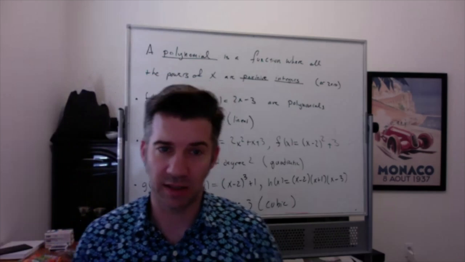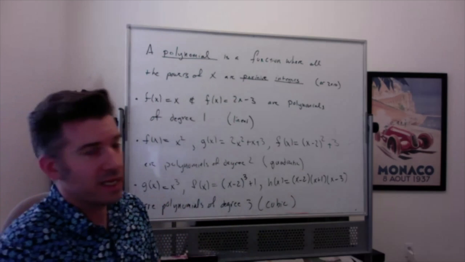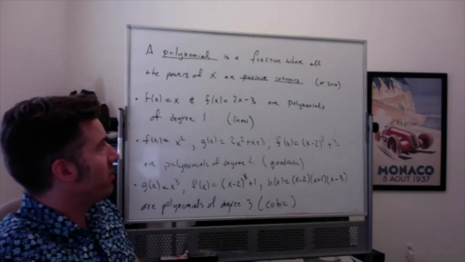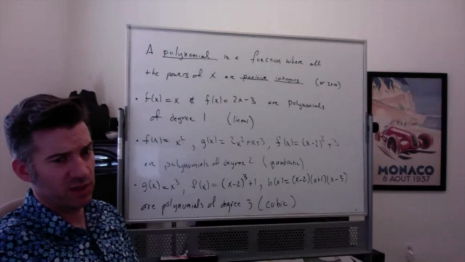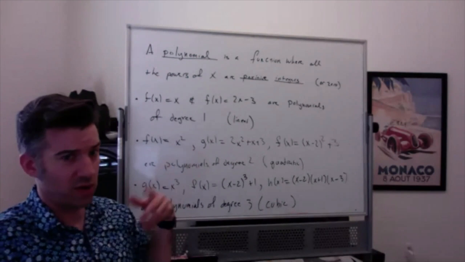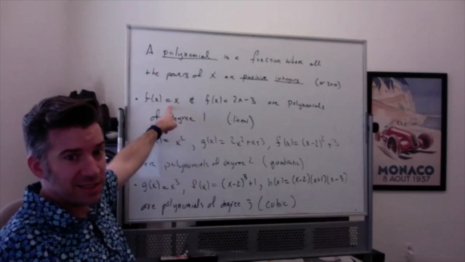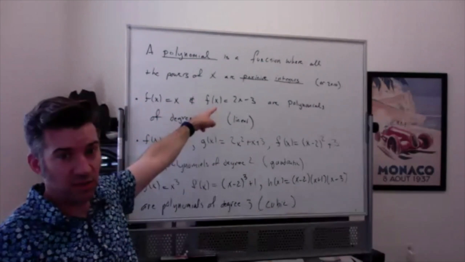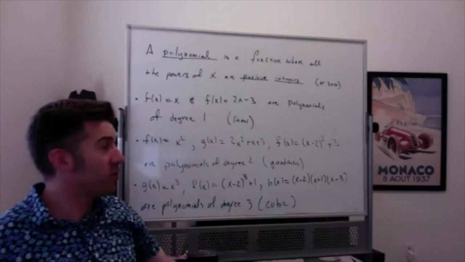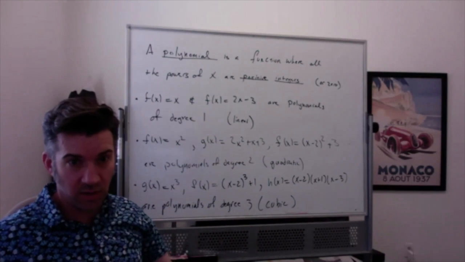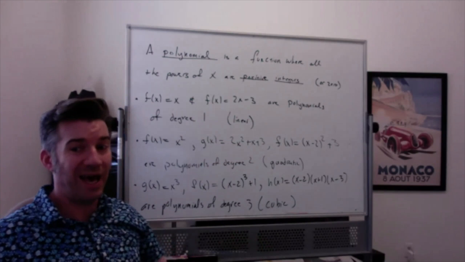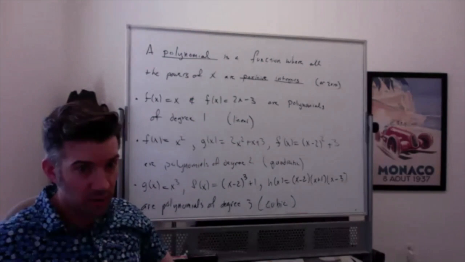But here are some basics. A polynomial is a function where all the powers of x are positive integers or 0. And I'll give you some more examples here in a minute. But here are a couple of examples. So f of x equal to x and f of x equal to 2x minus 3 are polynomials of degree 1, meaning they're linear, is another way we say that. So they're first degree polynomials because the highest power of x is 1.